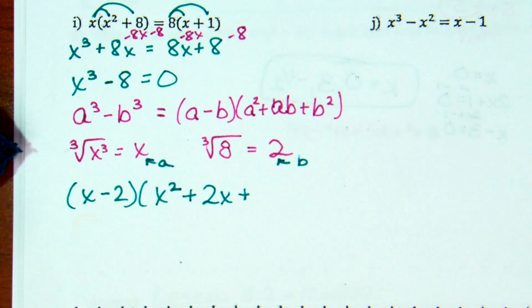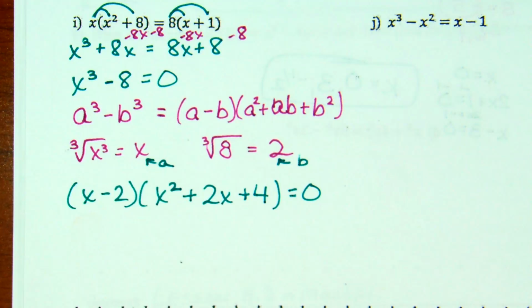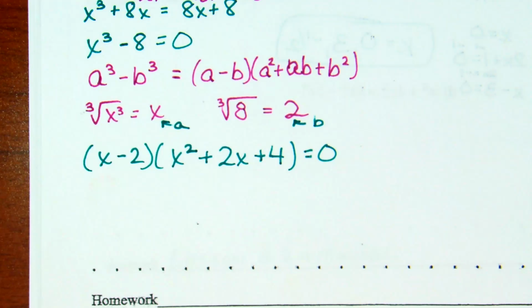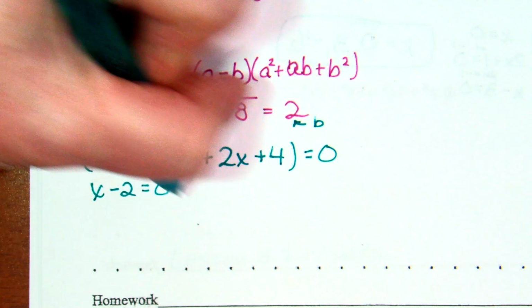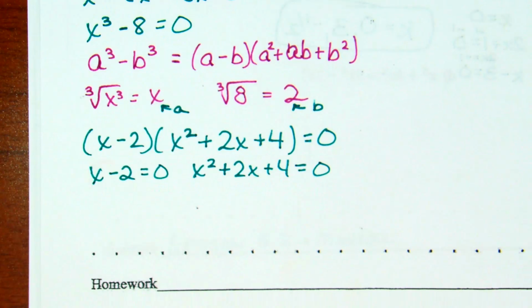Okay. I've got 2 factors multiplying to equal 0. What do I officially do? Set them each equal to 0. So we've got x minus 2 equals 0 and x squared plus 2x plus 4 equals 0. Get your easy answer out of the way. If x minus 2 equals 0, what do you know? Add 2, x equals 2. There's your real answer. What about x squared plus 2x plus 4?